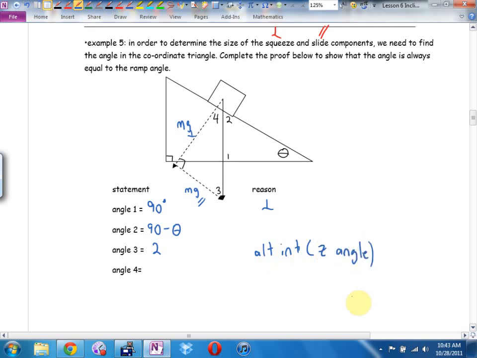So you ready? Instead of angle 3, I'm just going to say angle 2 because they're the same size. Angle 2 plus angle 4 add to 90. You know how I know? Because that's 90 there. Angle 2 plus theta add to 90. If angle 2 plus angle 4 add to 90, and angle 2 plus theta add to 90, what can you tell me about angle 4 and theta? They're the same. Angle 4 is theta.